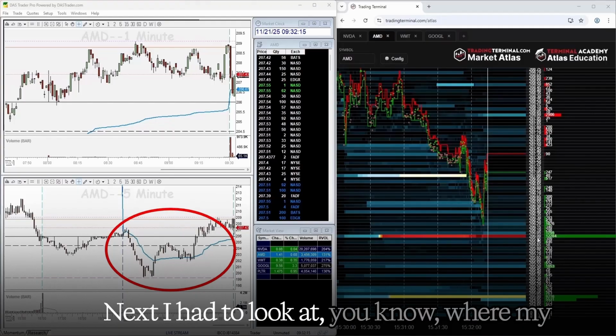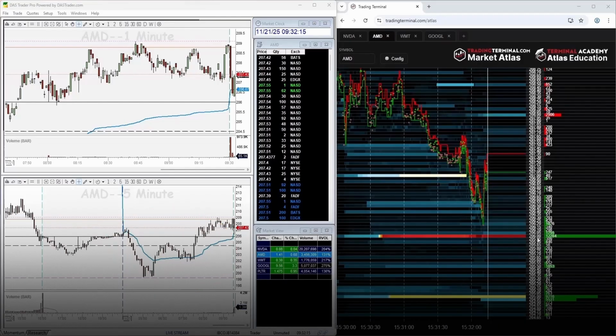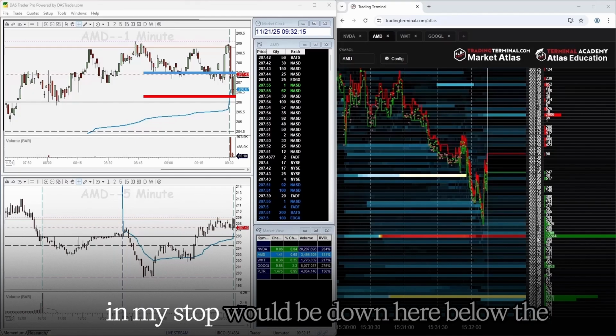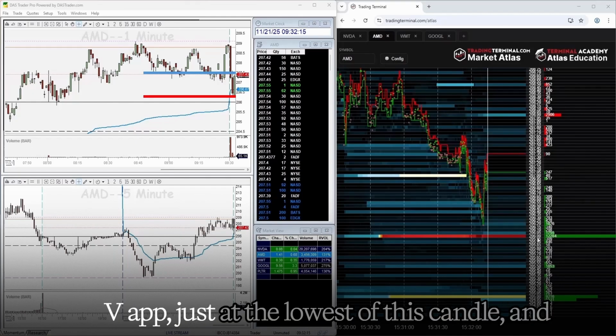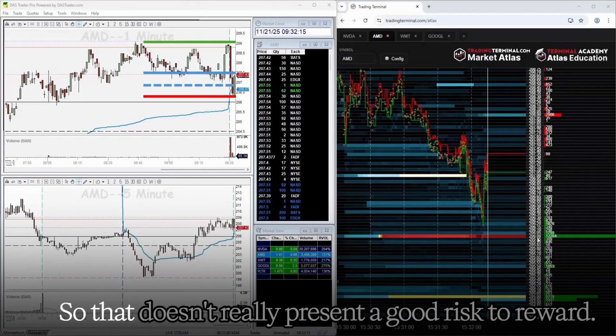Next, I had to look at where my stop, my entry, and my profit target would be. Now, if I look at this, this is where I would get in. My stop would be just below the VWAP, at the low of this candle. And my profit target would be up here at 209. So that doesn't really present a good risk to reward.